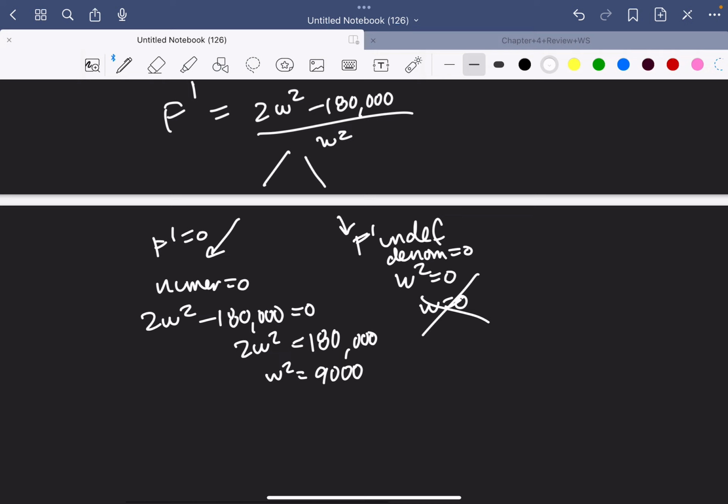And so now that we have that, now what you have to do is think, what is the square root of 9,000? Why does that not make me super happy? Hold on one second.